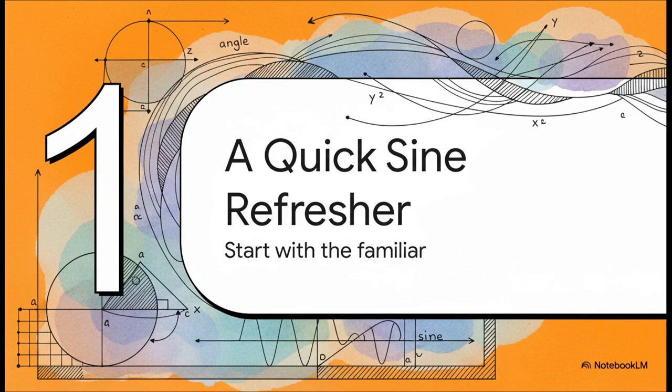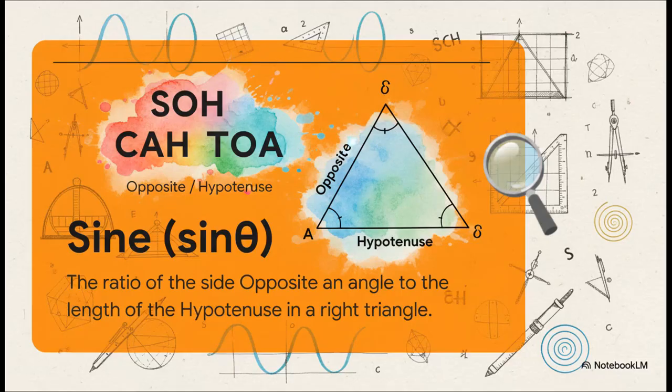So, the best way to tackle this is to start with something you already know cold. We're not learning some brand new, scary concept from scratch. We're just looking at something familiar from a slightly different and really useful angle. Okay, first things first. Let's get our bearings with sine. Remember good old SOH? Sine is the ratio of the side opposite your angle to the hypotenuse. This simple little fraction is the bedrock for everything we're about to do.